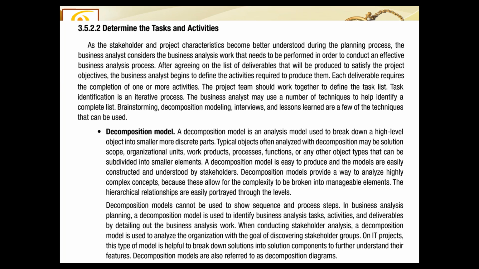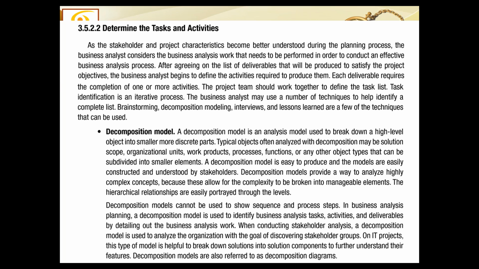Typical objects often analyzed with decomposition may be solution, scope, organizational units, work product, processes, functions, or any other object type that can be subdivided into smaller elements. So decomposition is breaking something into smaller parts and further into more and more smaller parts. A decomposition model is easy to produce, and the models are easily constructed and understood by stakeholders. Decomposition models provide a way to analyze highly complex concepts because these allow for the complexity to be broken into manageable elements. The hierarchical relationships are easily portrayed through the levels.